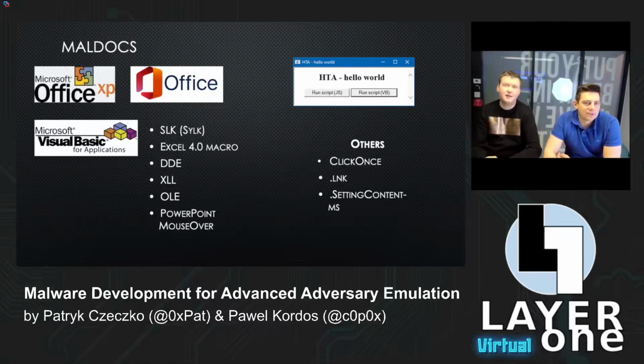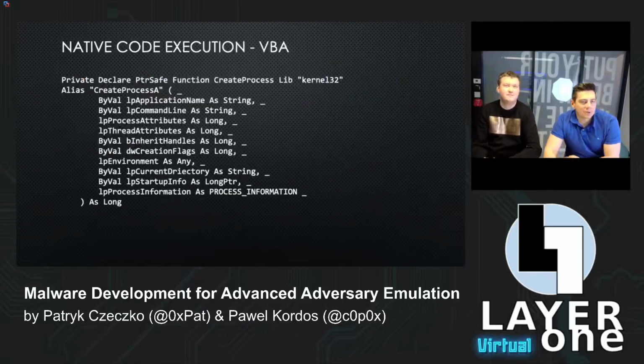All right. Anyway, let's go further. Sure. So about native code execution in those malicious documents. For example, in VBA, we can just import Windows API functions. This is an example of the CreateProcess function, and that's it. We could import those functions and, for example, inject shellcode, allocate memory, and execute stuff directly from a Visual Basic macro in Word or Excel.